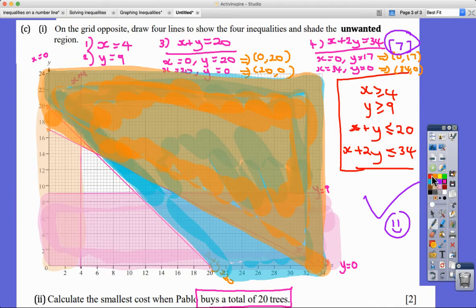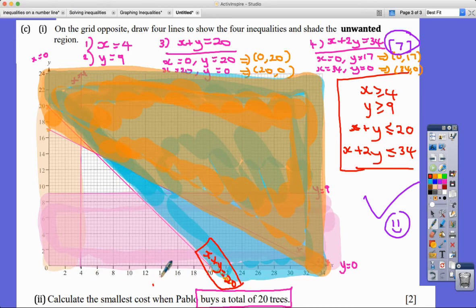And, with all the shading that's gone on, it's hard to see it now. But this was the line x plus y equals 20, just here. Okay, so see that pink line there that was drawn? It's quite important to get this right. Calculate the smallest cost when Pablo buys a total of 20 trees. Now, it needs to be in this region, but it also needs to be on this line to satisfy a total of 20 trees. Okay, that is the line.